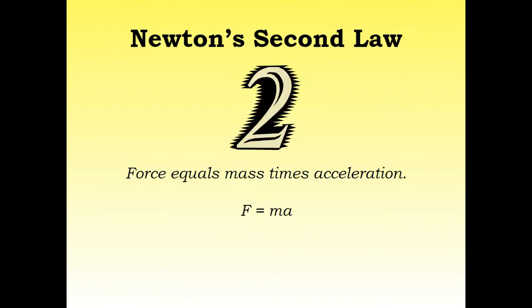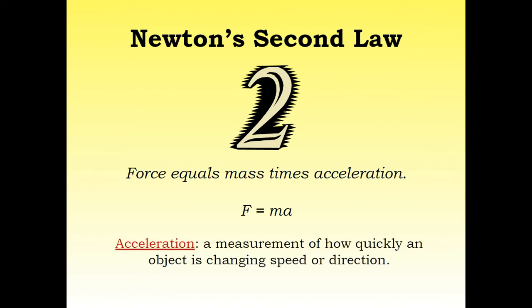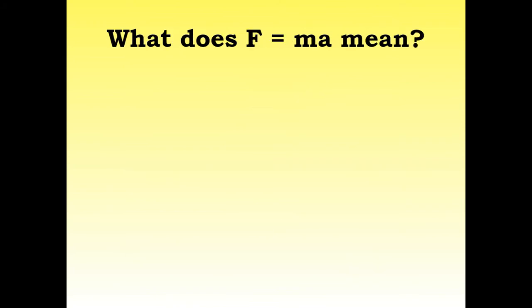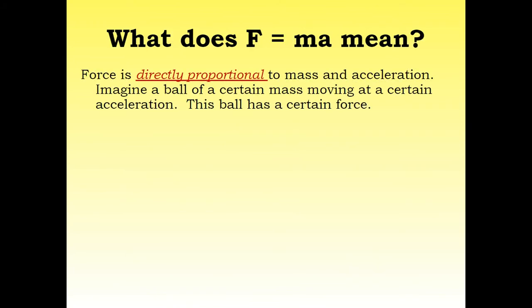Newton's second law: force is equal to mass times acceleration. We write that as F equals ma. Remember, acceleration is a measurement of how quickly an object is changing speed or direction. So what does F equals ma mean? Force is directly proportional to mass and acceleration.